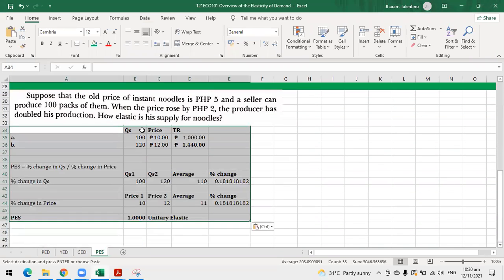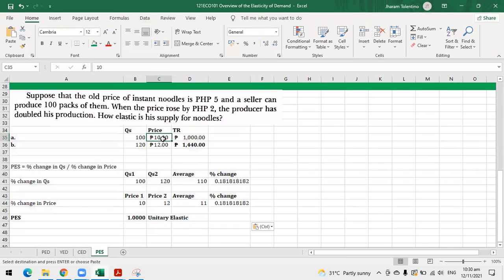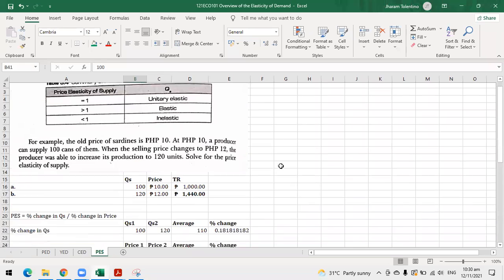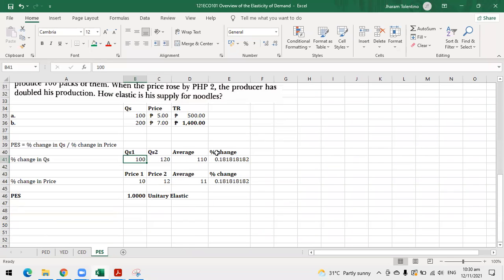Suppose that an old price of instant noodles is 5 pesos. Then the seller can produce 100. Pero nadagdagan ng 2, so 7 pesos na siya. Okay, double this production. Maging 200. So maganda ba yan? Actually, yes. It's quite good. Mas maganda to. More than 1. So kapag more than 1, elastic. Pinakamaganda to.